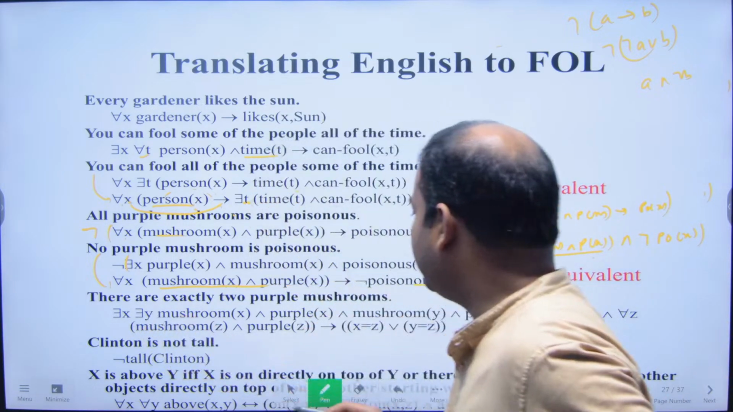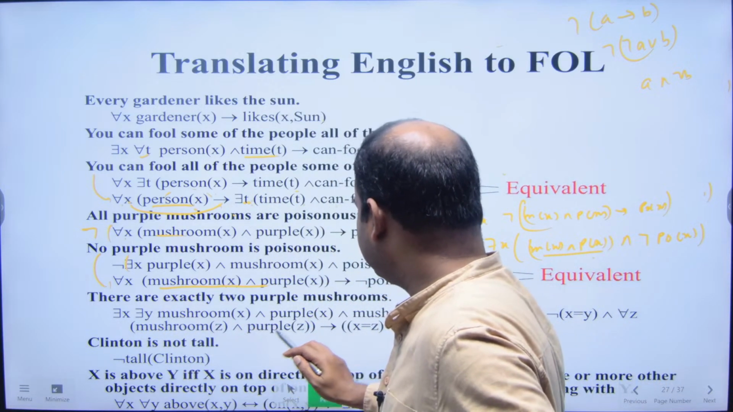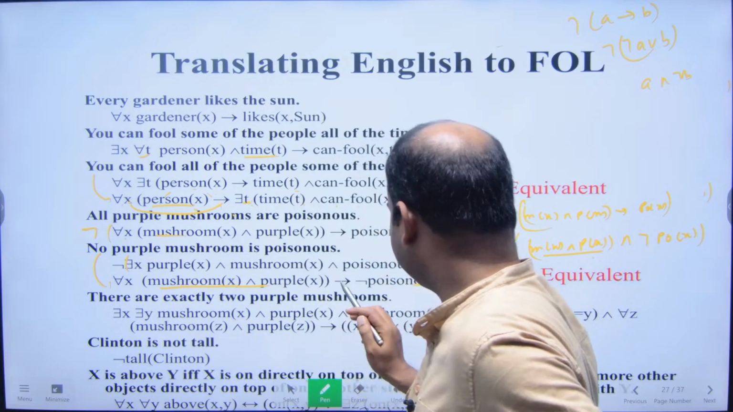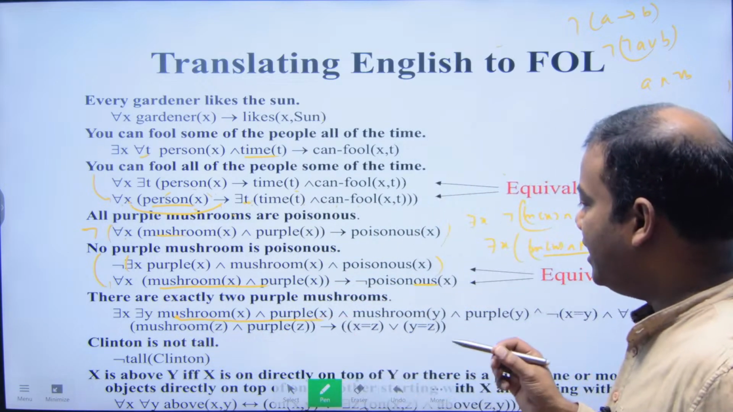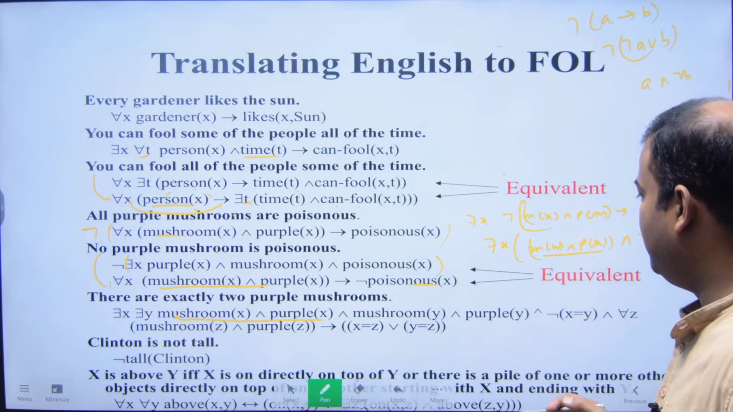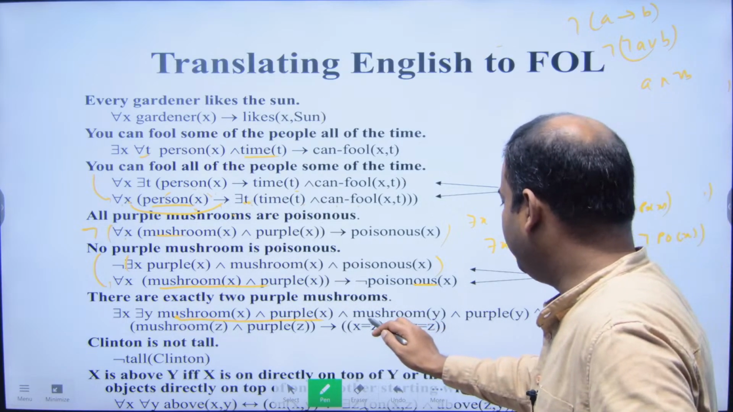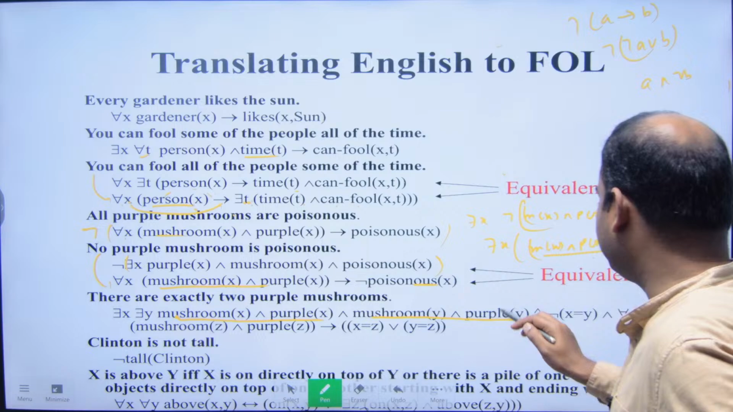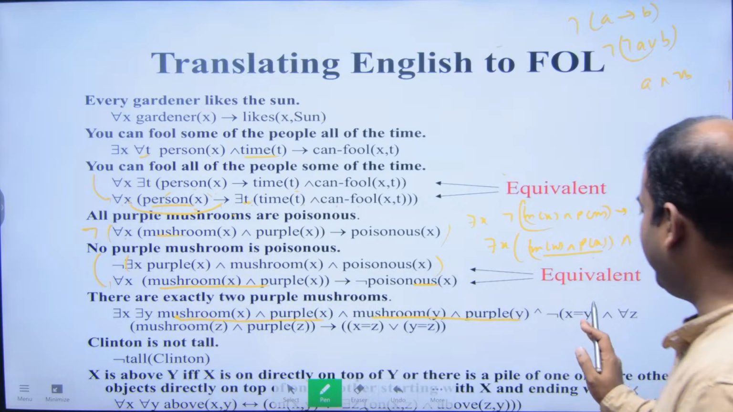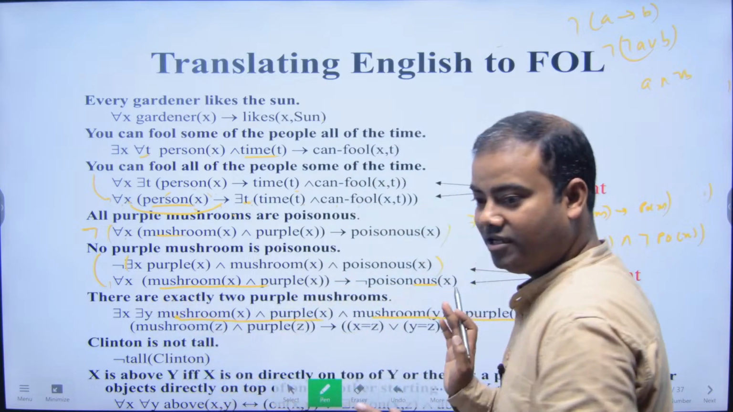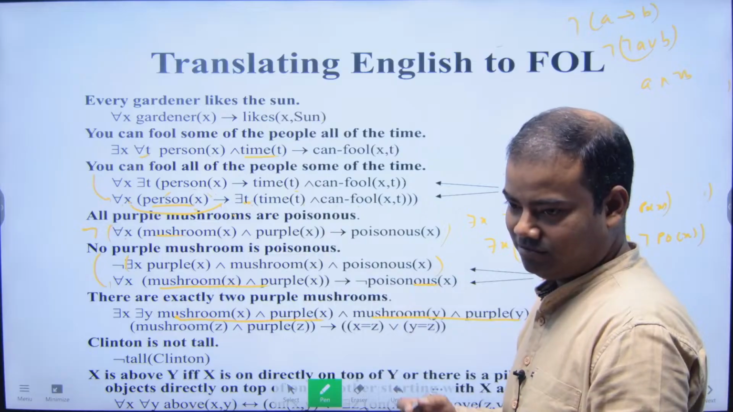There exists x, there exists y. Mushroom x, purple x. It means x mushroom is purple. Okay. Y mushroom is purple. So two mushrooms are purple, x and y mushroom. And x can be anything here. If you write only this thing, it means more than 2.